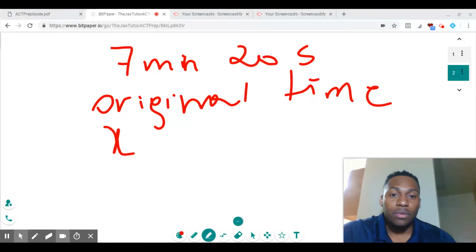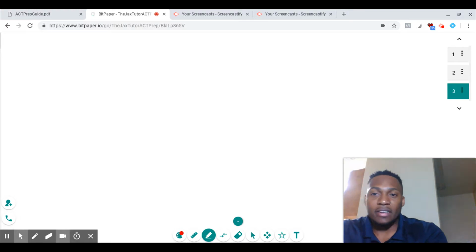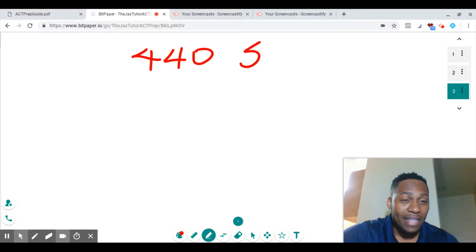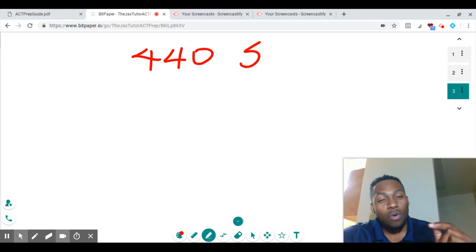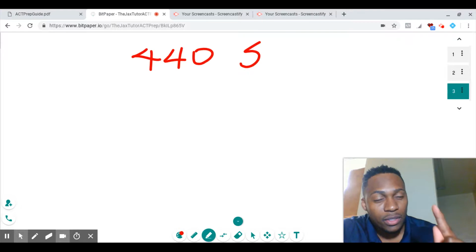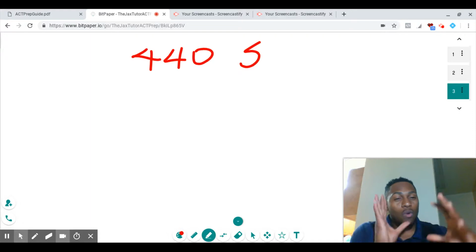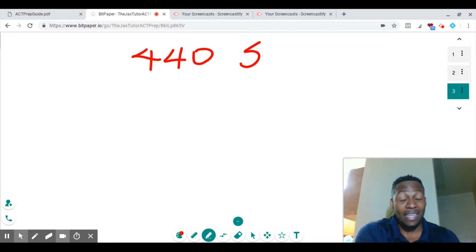Let's go to a new sheet. Her time 1 month later is 440 seconds. We know that time is 20% less than her original time, and what we want to know is her original time. So what's the relationship? If we take the second time and add 20% of the original time to it, we'll find the original time. So this is 20% less than the original time.